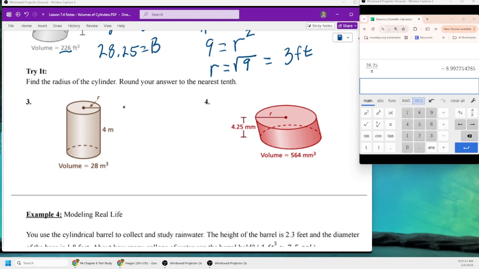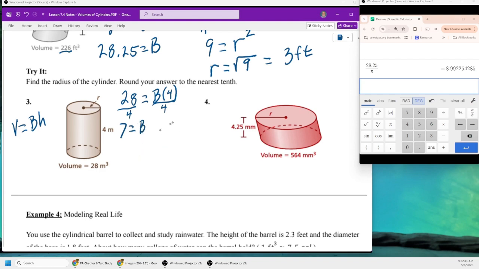All right, so on number 3, again, using our volume formula, the volume is the area of the base times the height. So 28 is equal to the area of the base, which we don't know, times the height, which is 4. So we're going to divide by 4. That's going to be 7. So 7 equals the area of the base.